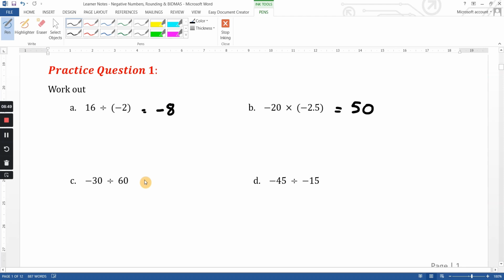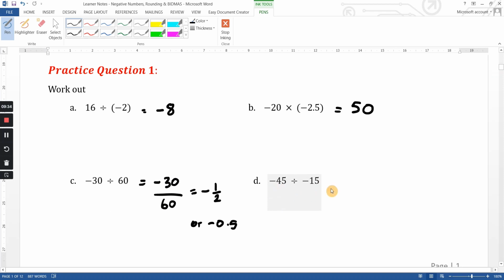Part C, I'm going to have a negative answer, and 30 divided by 60. Just be careful with this one. Don't be tempted to put 2 as your answer or minus 2. It's not going to be that. If it was the other way around, then yes, it would be minus 2. Let me write it like this: that's the same as that, and that simplifies to minus a half. Again, you can write it like this, or as a decimal, you can write it like that. Part D.